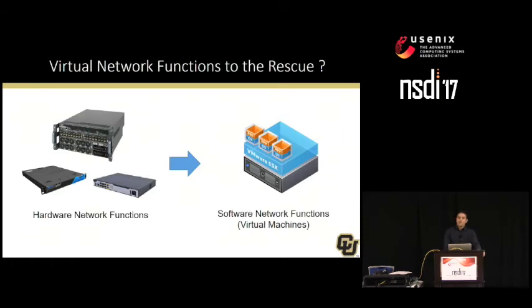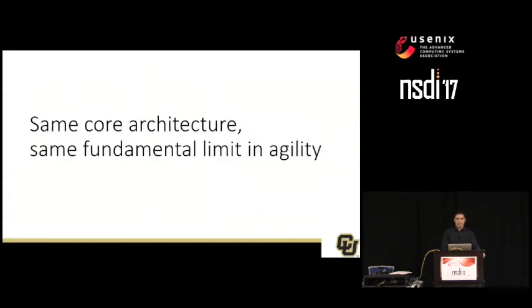So you may ask, virtual network functions to the rescue, right? Recently, network vendors have started offering virtual machines of their appliances. There are even plug-ins to OpenStack and other orchestrators to manage those virtual machines. But are these really the solution to provide network agility? We argue no, because it is the same core architecture with the same fundamental limits. Yes, you no longer have to physically plug in a box, but in terms of agility, beyond that it is still limited.